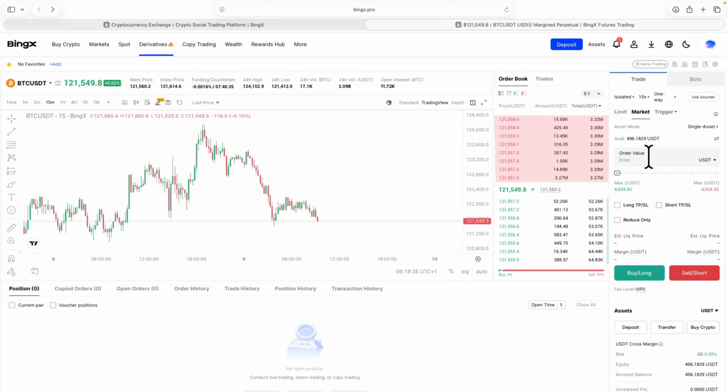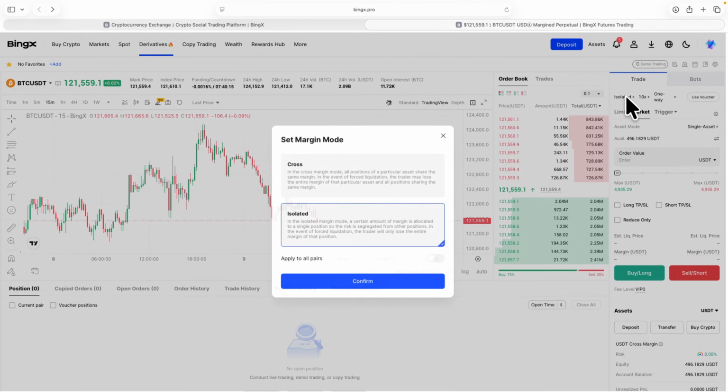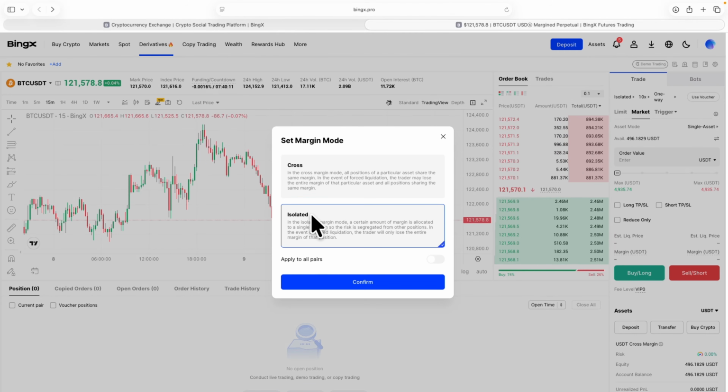So if you want to carry out a trade, let me just explain little things. So the first thing you want to do is to pick your margin. So you see where you have this isolated. If you click on it, you have cross margin and then you have isolated margin. So in case you don't know the differences between these two, I have a video on that too. The link to that video will also be in the description below. So please check it out.